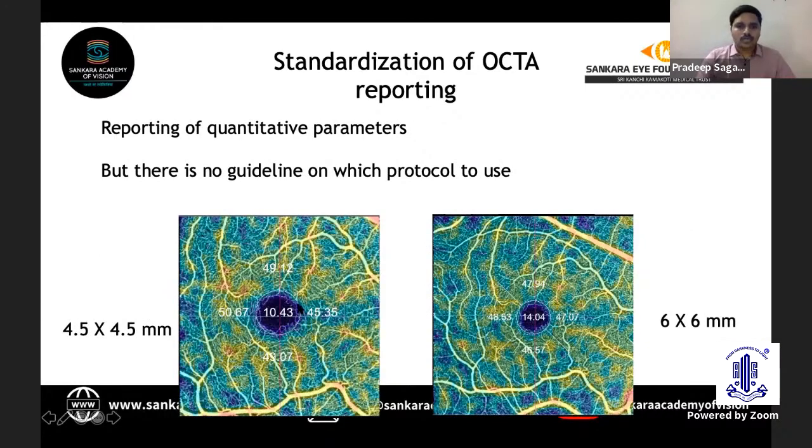I would just like to point out that you can see that this is a 4.5 mm scan and a 6 mm scan of the same eye captured at the same time, but we can see that the vascular density measured in these two is different. So what we need to understand is it's not just the automated software; we have to specify which particular protocol has to be used. Then only will we be able to get a standardized reporting.